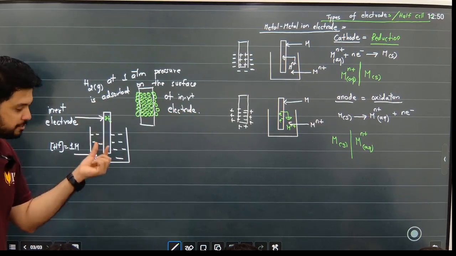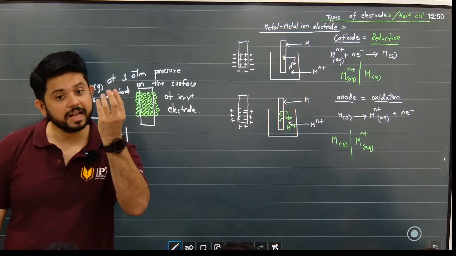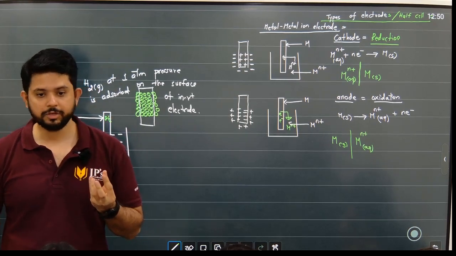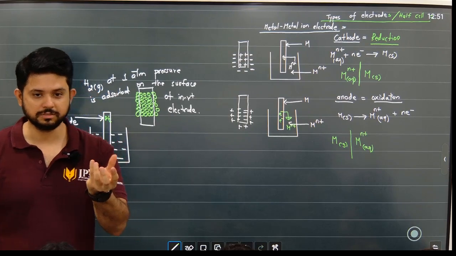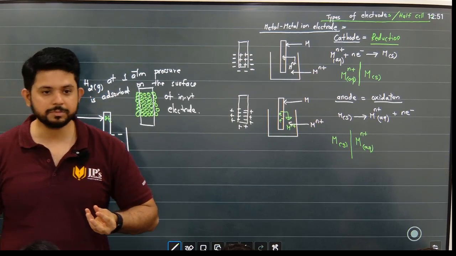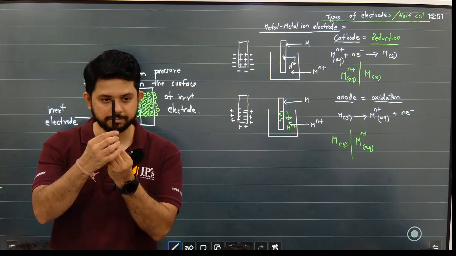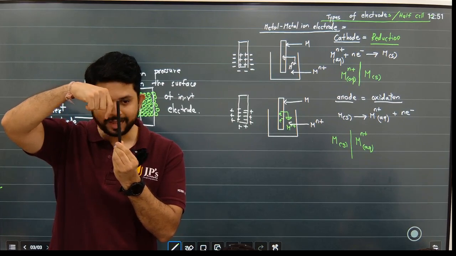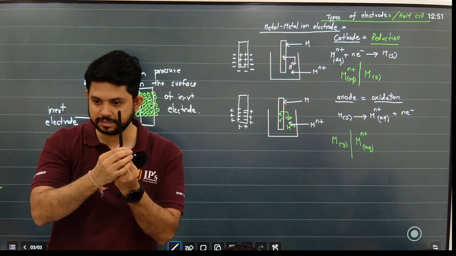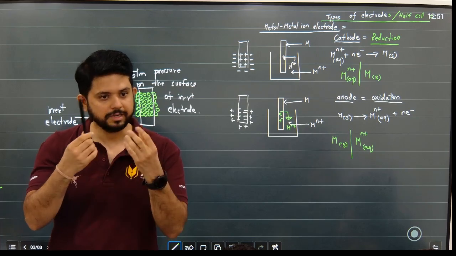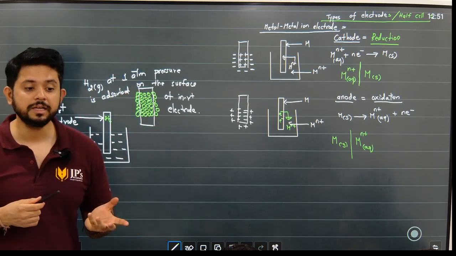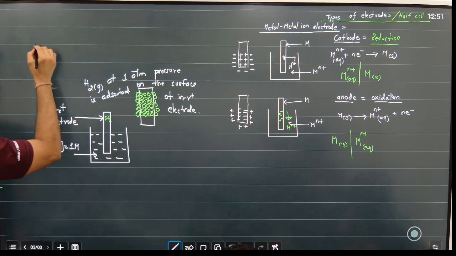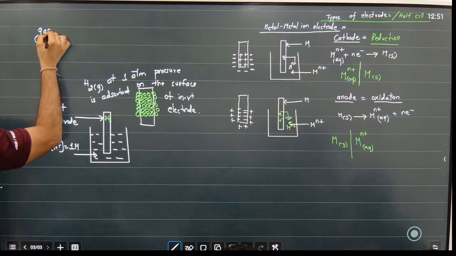So it behaves as if it's a gas electrode. You cannot really make an electrode of hydrogen. हाइड्रोजन का इलेक्ट्रोड पॉसिबल नहीं है, तो हम क्या करते हैं, हम एक इनर्ट मेटल लेते हैं और उसके सरफेस को हाइड्रोजन एटम से कवर कर देते हैं. So it starts behaving like a hydrogen electrode. This is called as gas electrode.